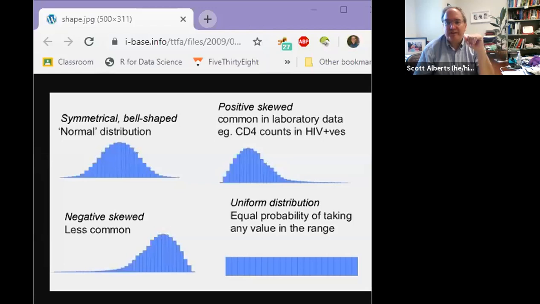just the idea of shape. And so with shape, what we really want to just think about is this broad idea of how data looks. And here are four shapes that we see with data a lot. The symmetric one, which is often bell-shaped, meaning that the bump is highest in the middle. We sometimes call that a normal distribution, although we'll see soon enough that that's a very particular term.